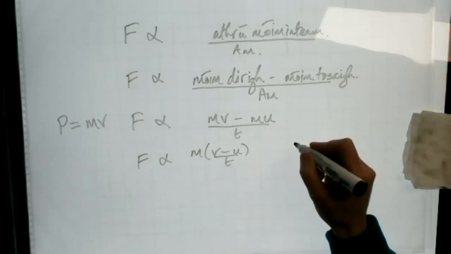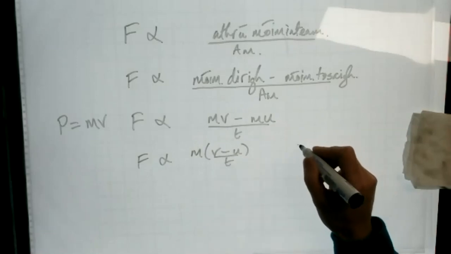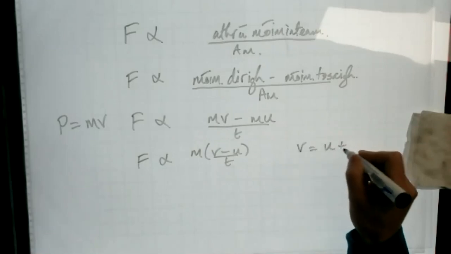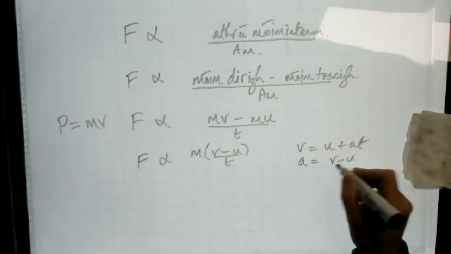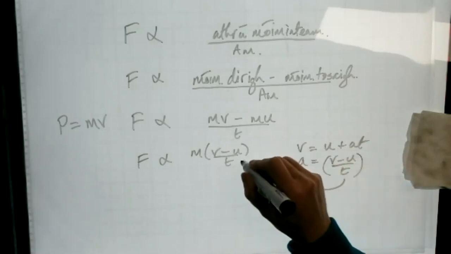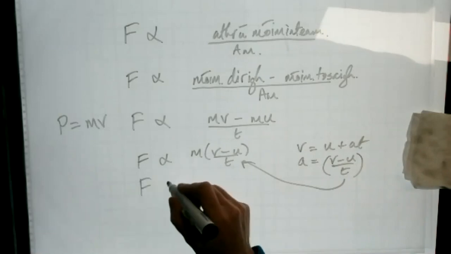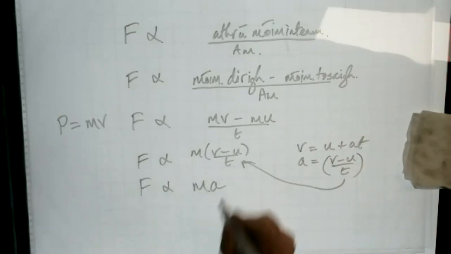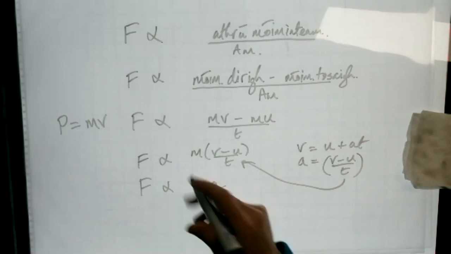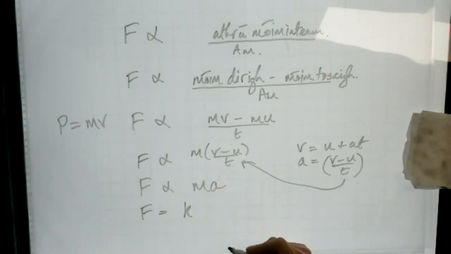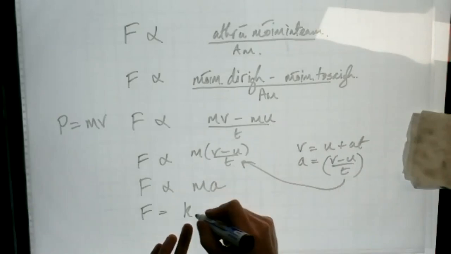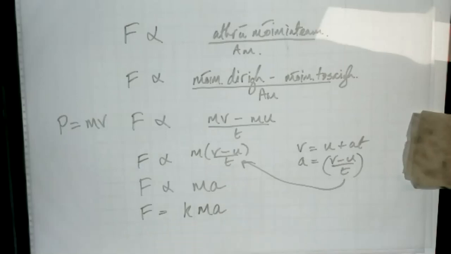Now, v minus u over t is the acceleration, a. So force is proportional to mass times acceleration. We can write F equals k times m times a, where k is a constant.